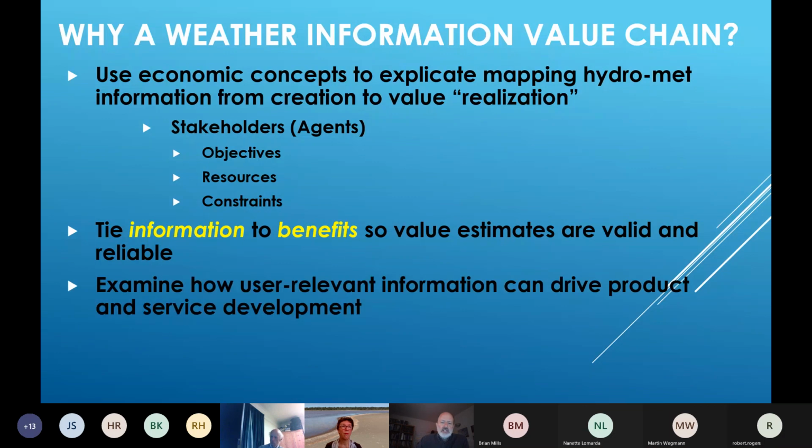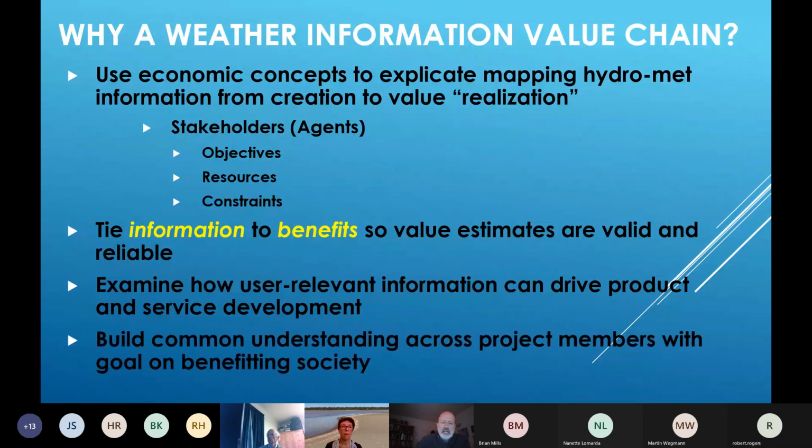I think value chain can also be used to examine how user relevant information can drive back up the value chain to drive product development. And I think it also helps develop an understanding across project members in a research project such as HIWeather and a couple of the projects I'll talk about as examples.